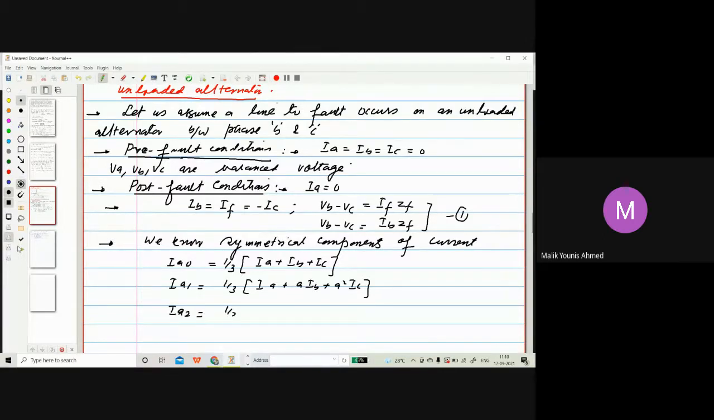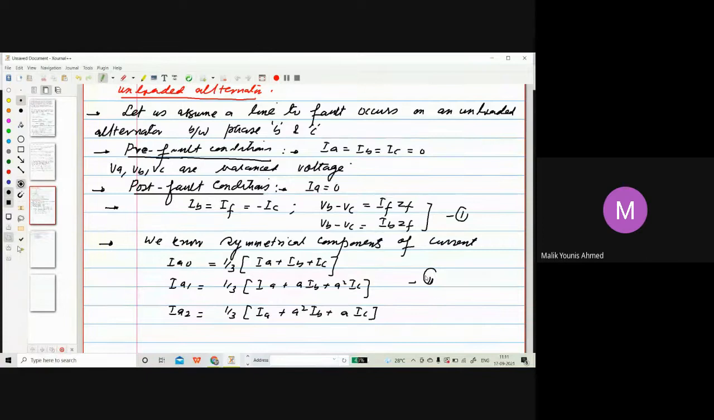IA2 is 1 by 3 (IA plus A square IB plus A IC). We are going from symmetrical to phase, so in the second, A will come first. If we are going from phase to symmetrical, then A square will come. That's all. Let's call it equation number 2.